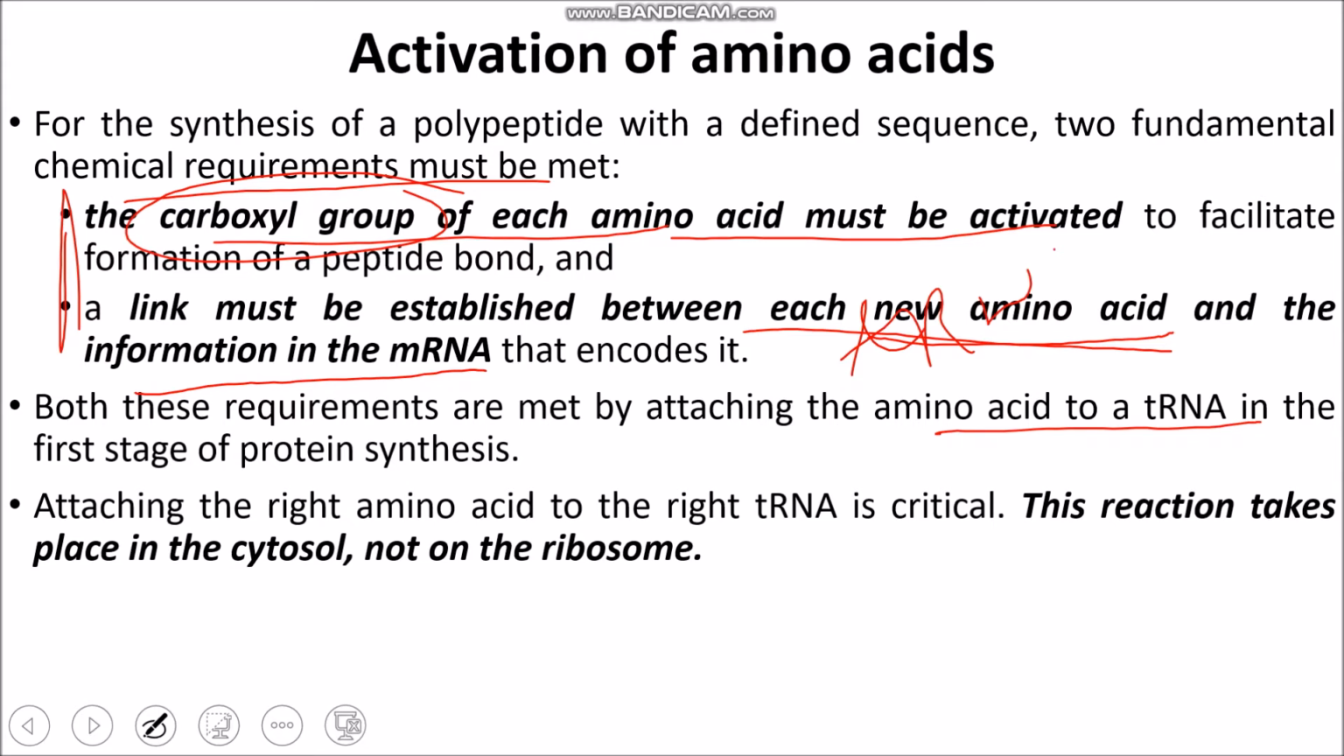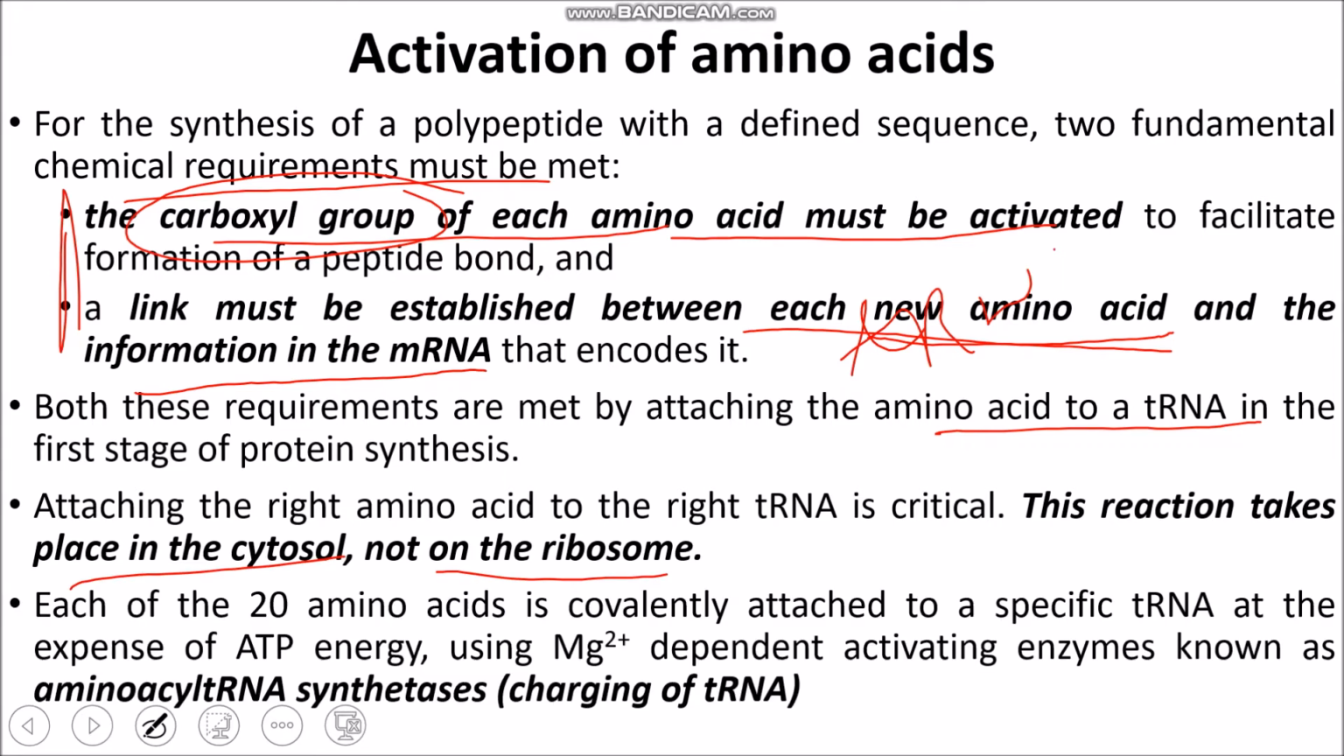So the activation process, I have told you, is not part of protein synthesis; it is the preparation for protein synthesis. Before protein synthesis initiates, this activation should occur. This takes place in the cytoplasm, the cytosol, not on the ribosomes.